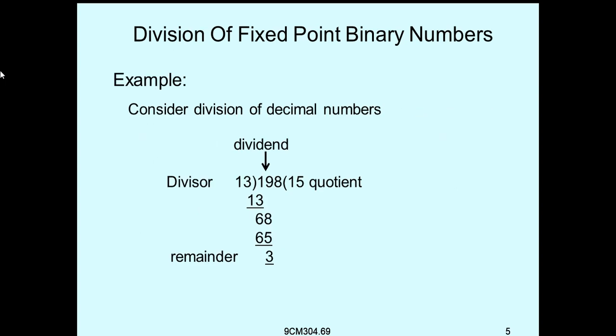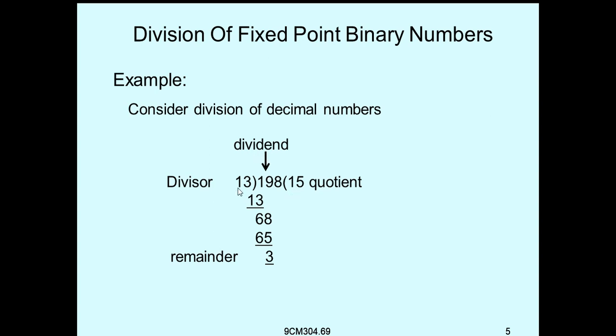So see this example here. Manually, how you can do the division of the two numbers. So this is the example for that. Before going to know how we can perform the division of binary numbers, we should know how to perform the binary division of the two numbers manually. So take these decimal numbers. 13 is the divisor, and 98 is the dividend.